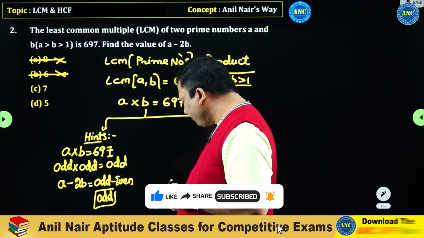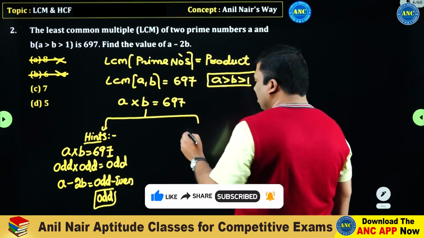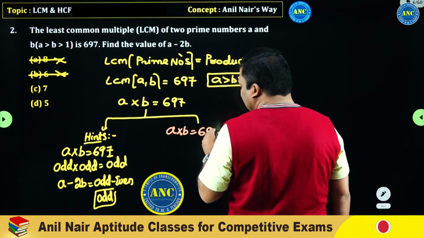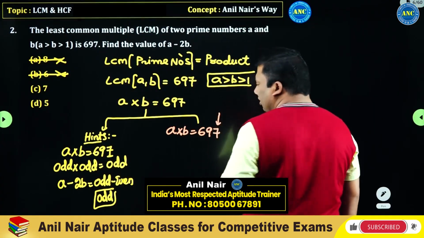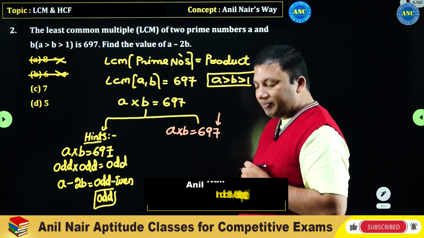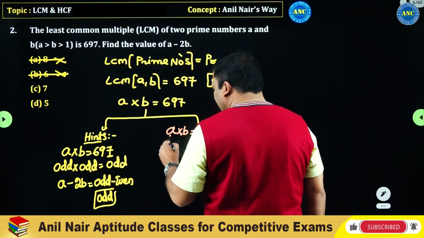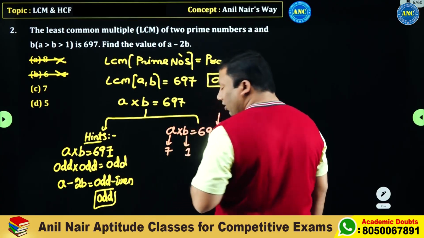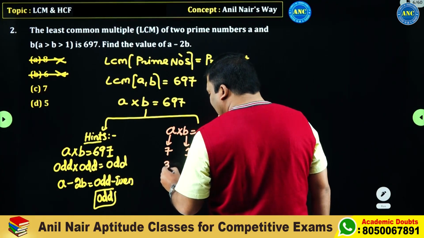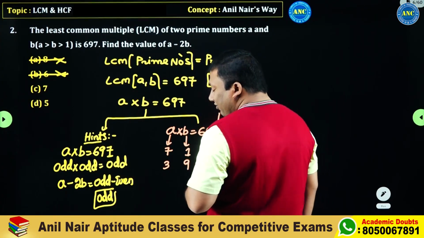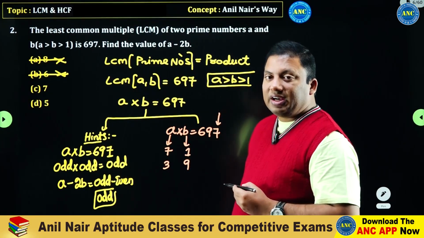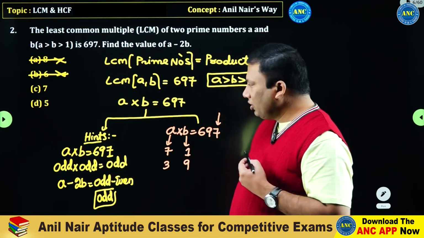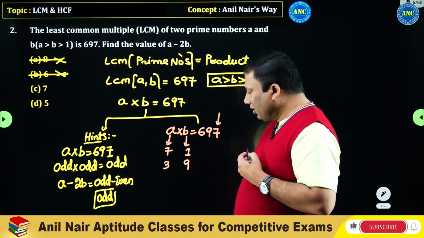Now how to solve this question? A into B is equivalent to 697. What is the rightmost unit digit? It is 7. To get 7, the digits can be 7 and 1: 7 ones are 7. 3 nines are 27. 5 you cannot take, because if a number ends with 5, multiplied by any number, the unit digit will be 5. So the digits are 7, 1, 3, 9.